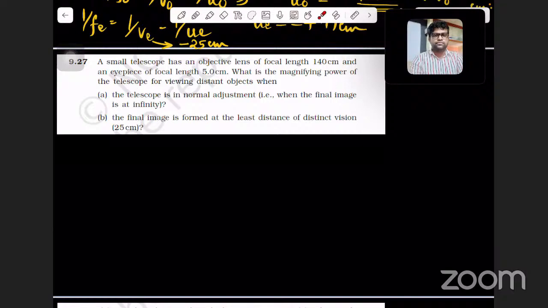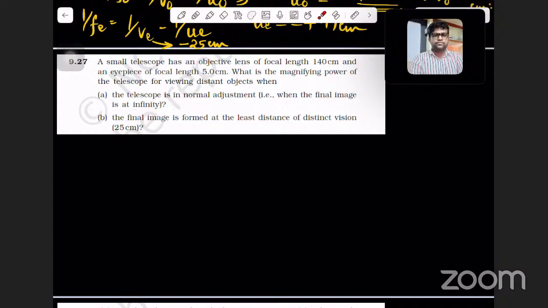So let me read the question again. A small telescope has an objective lens of focal length 140 centimeters and an eyepiece of focal length 5 centimeters. What is the magnifying power of the telescope for viewing distant objects when the final image is formed at infinity, that is in normal adjustment, and when the final image is formed at the least distance of distinct vision, that is 25 centimeters. All right.